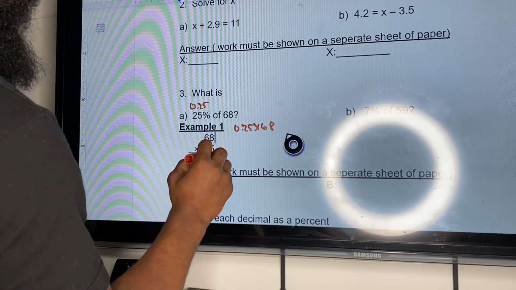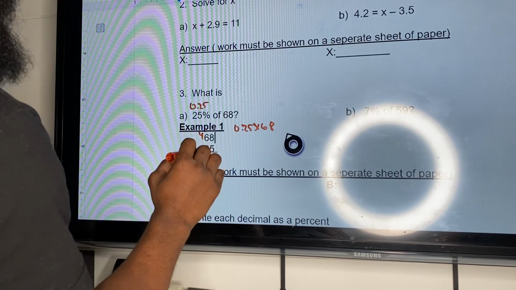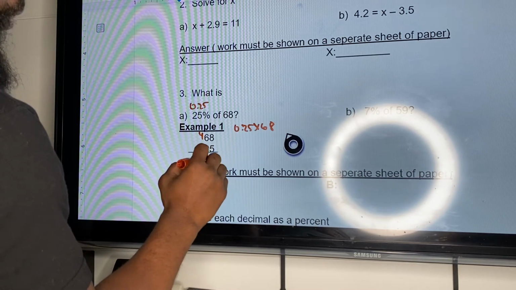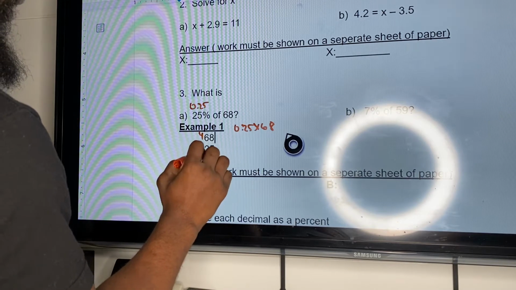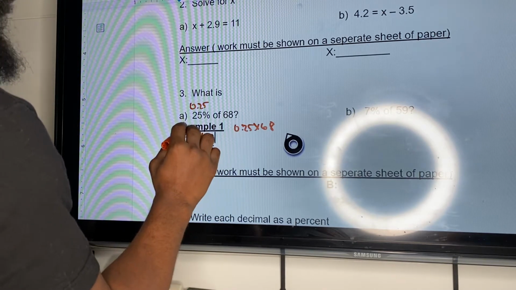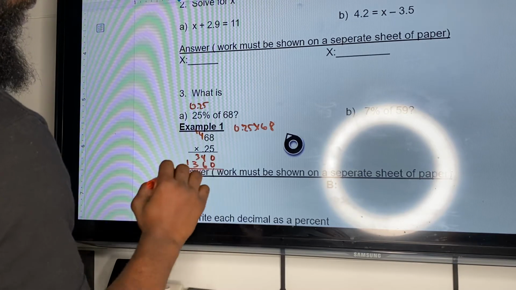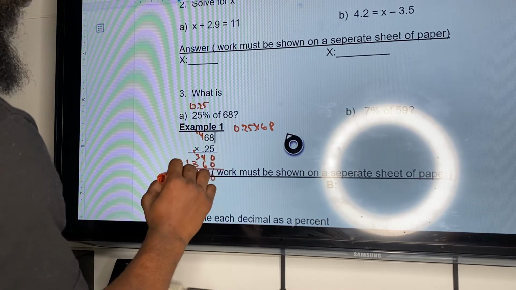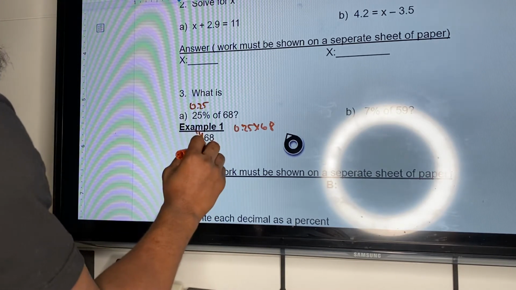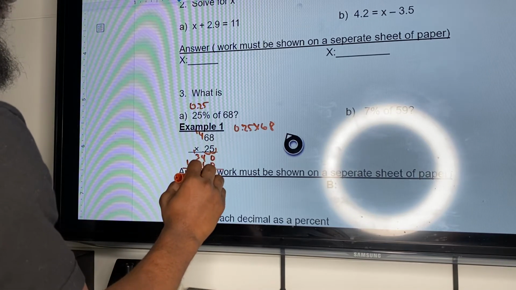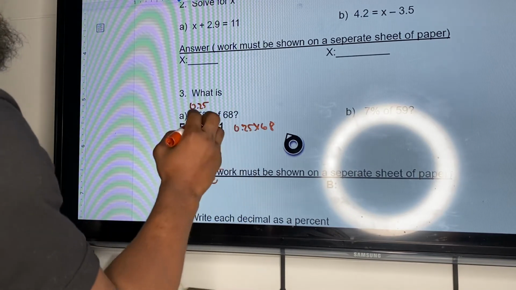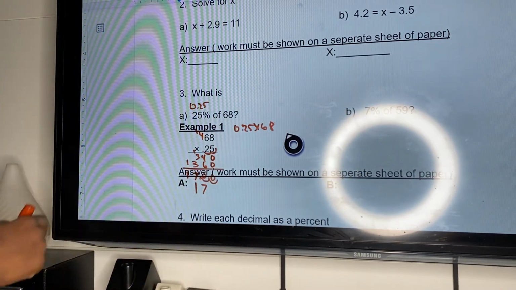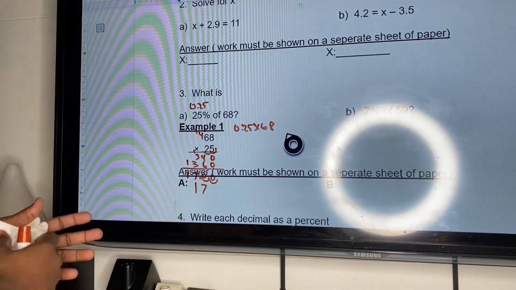5 times 8 is 40. 4 goes up there. 5 times 6 is 30. Plus 4 is 34. When you get here, you put the 0 as a placeholder. 2 times 8 is 16. The 1 goes up top. 2 times 6 is 12. Plus 1 is 13. And now you have 0, 0, 6, 7, and 1. Now, 1, 2. So, 25% of 68 is 17, and that will go right here, and here's your work shown. You guys would be doing B on your own.